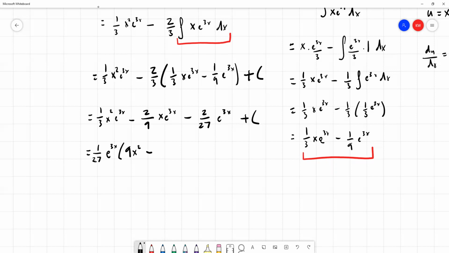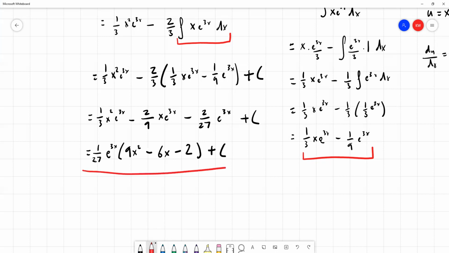Then we're left with minus 6x. Again, taking a common factor of 1/27 out of 2/9 leaves us with 6, because 6/27 is the same as 2/9. And with e to the 3x gone, we're just left with x. And lastly, and perhaps a bit more obvious here, minus 2. 2/27, take out 1/27, we're left with 2, e to the 3x taken as a common factor. And we write plus c, of course, at the end. And this is the answer to question 9.